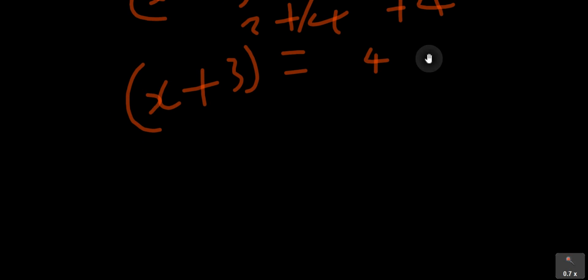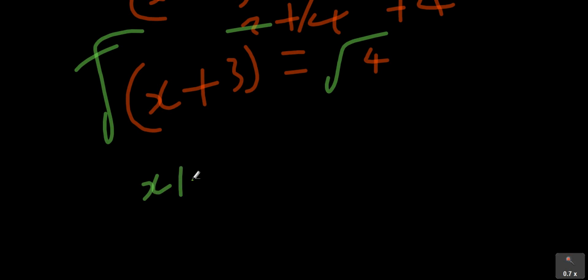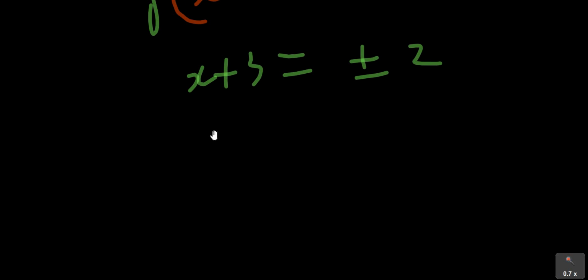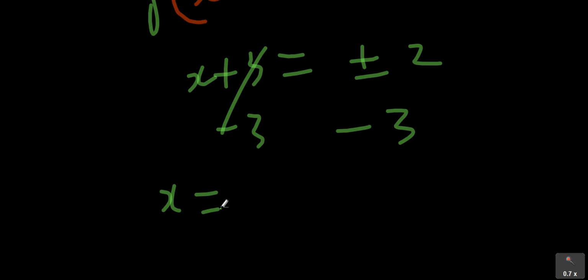What do we do after this? We just simply get rid of the square. We take the square root of both sides, so that square root cancels that square, leaving us with x plus 3 is equal to plus or minus 2. And what do we do after that? Very simple. We just make x the subject. We subtract 3 from both sides. That cancels that. x is equal to minus 3 plus or minus 2.